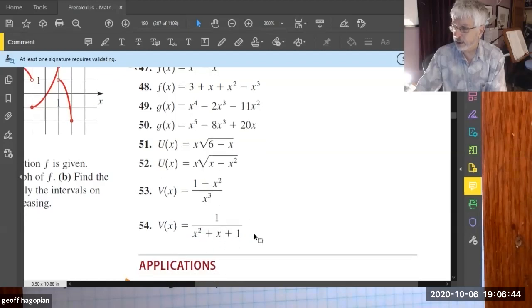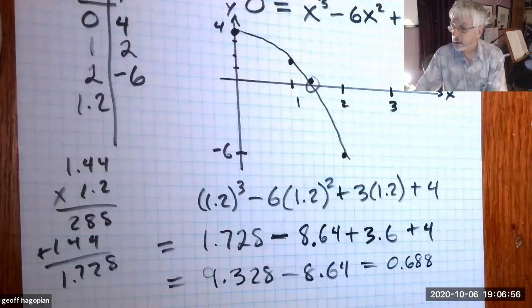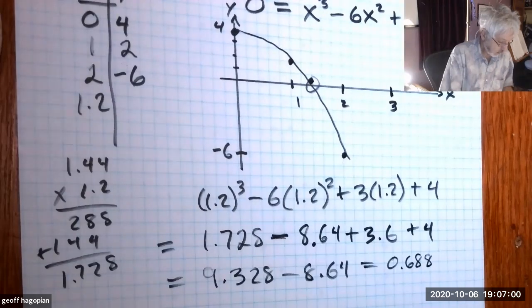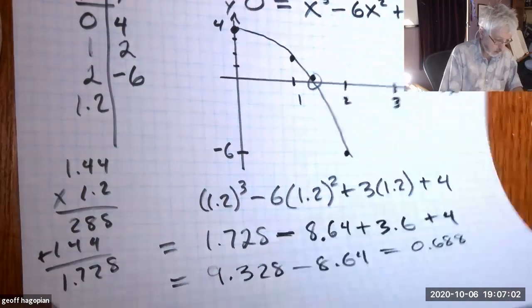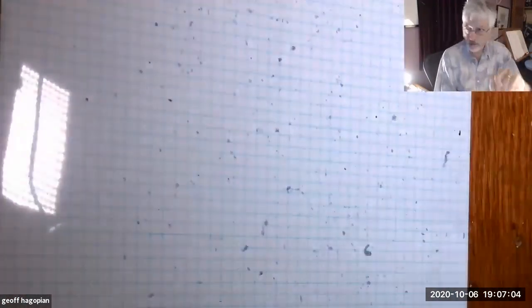So let me argue on number 54 with paper and pencil. So we want to find local max and min for it. We have just enough time maybe to do this. So here is paper and pencil, okay? And my function is a reciprocal of a parabola or a quadratic, right?